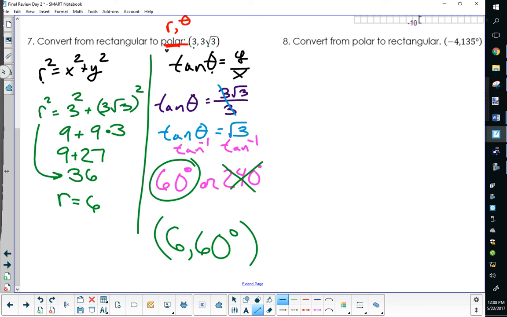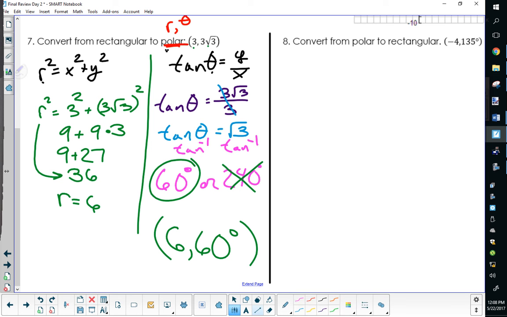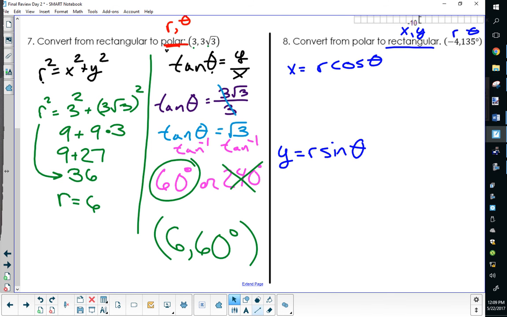Okay, the second one here is very similar but different. On number 8, it says convert from polar to rectangular. If we're going to rectangular, what 2 things are we looking for? X and Y. So the 2 formulas we're using this time are x equals r cosine theta, where this is your r and that's your theta, and then y equals r sine theta. Go ahead and see if you can remember how to do that without me telling you.